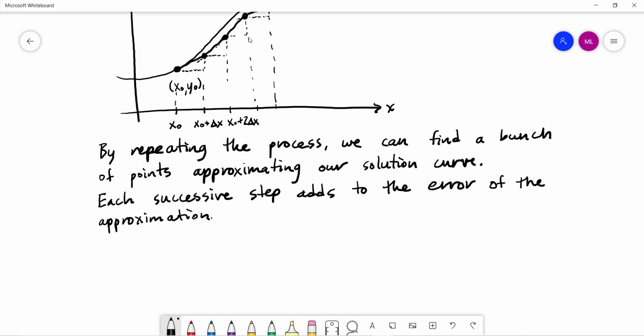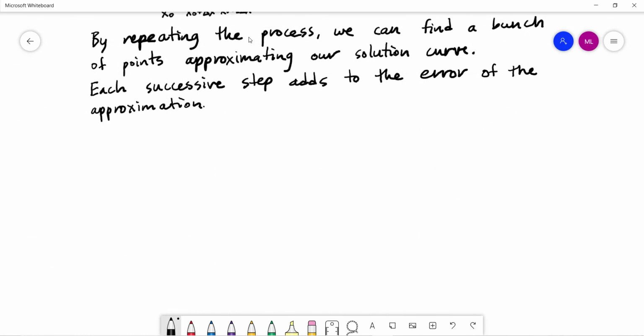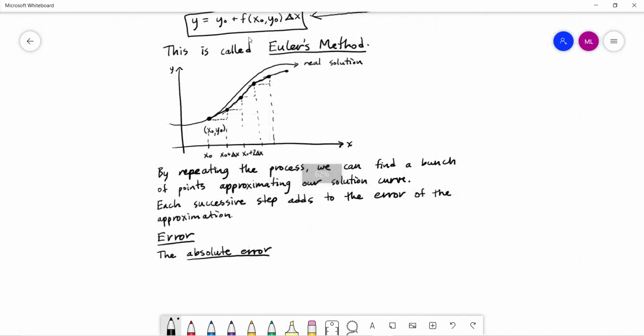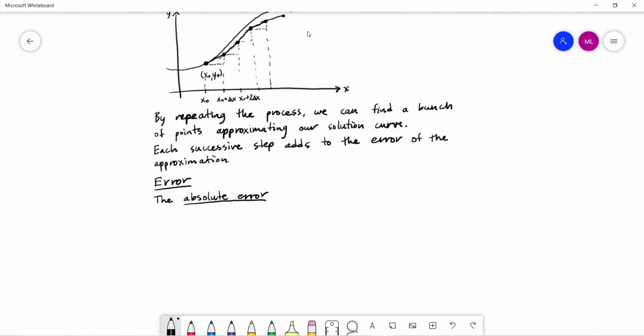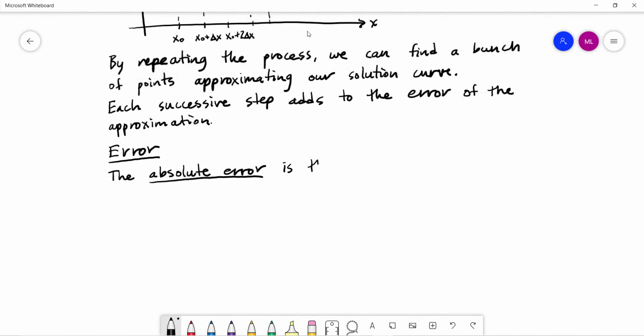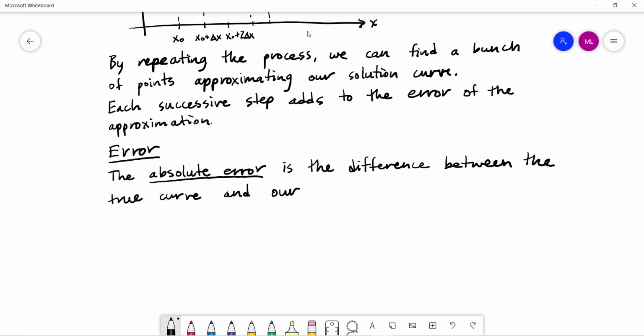Okay. When I talk about error, I want to talk about it a little bit more carefully because there are some important terms that come up. So let's talk about this idea of error in these methods. There's going to be something that we call the absolute error and then something that we call the relative error. Let's define both. The absolute error is literally just the difference between the true curve, the hypothetical true curve, and our approximate curve, our guess.